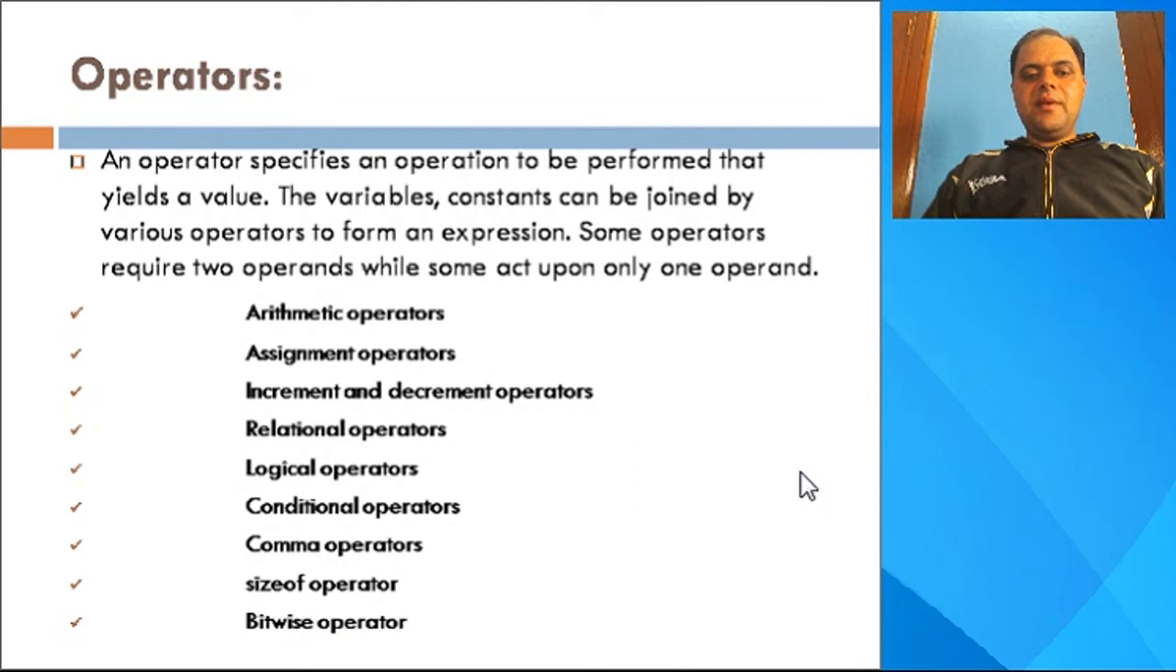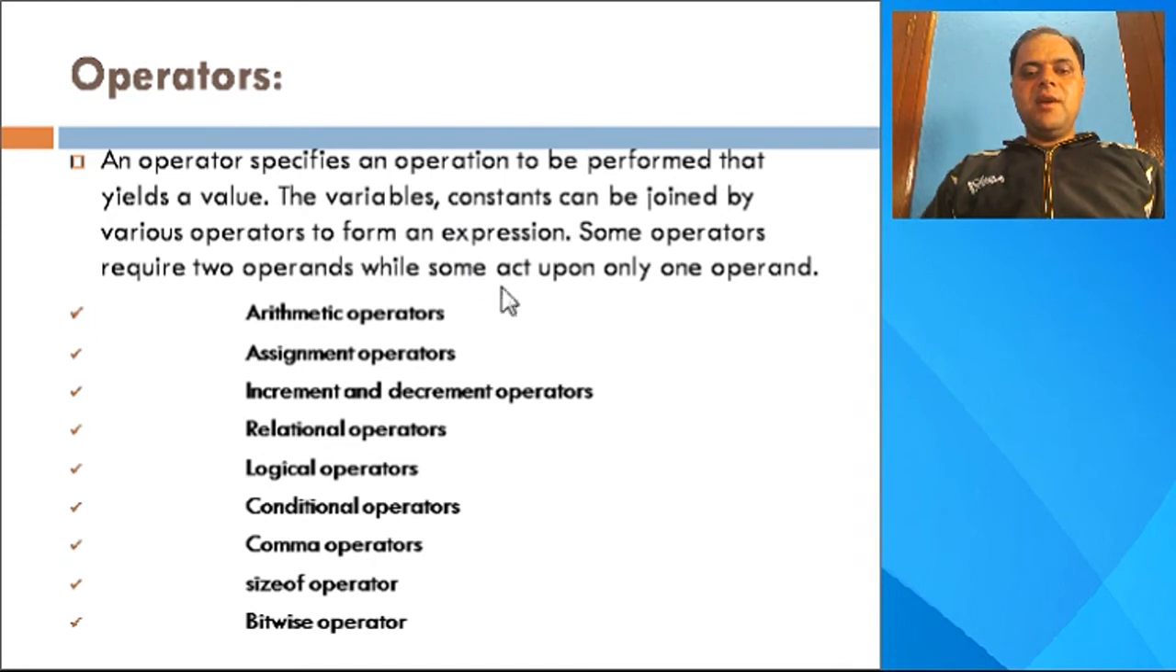First, we will discuss operators. An operator specifies an operation to be performed that yields a value. So it does the operation and gives us a result. Variables and constants can be joined by various operators to form an expression. So we will join various variables and constants with various operators, and we will form an expression.